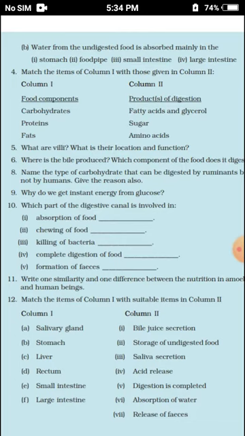Then we have another question: what are villi? What is their location and function? As I told you earlier, villi are finger-like projections or outgrowths. They are present in the small intestine of our digestive system. The villi increase the surface area for absorption of the digested food. Next question is, where is the bile produced? Which component of food does it digest? Bile juice is produced in the liver, and it helps in the digestion of fats by breaking large fat globules into smaller ones.